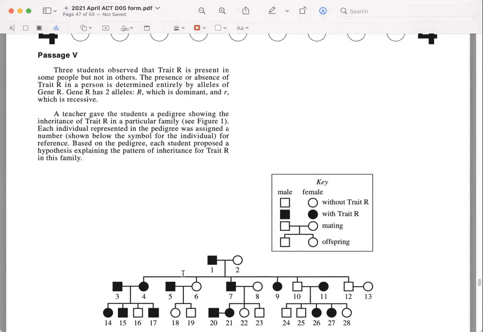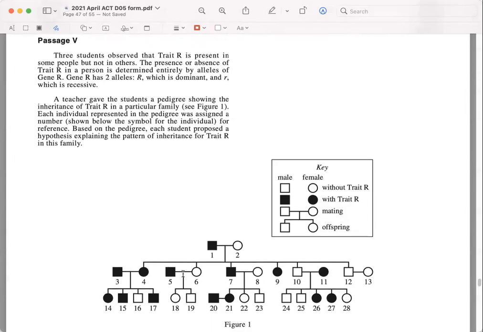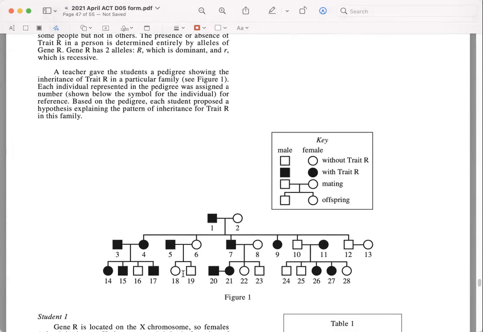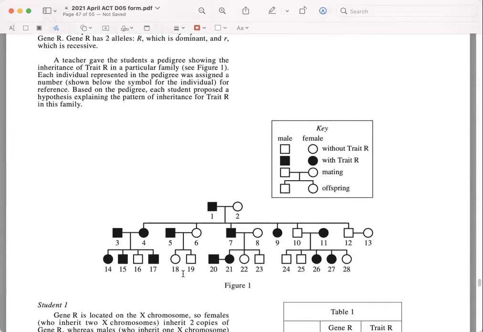Okay, passage 5. 3 students observed that trait R is present in some people, but not in others. The presence or absence of trait R in a person is determined entirely by alleles of gene R. Gene R has 2 alleles, capital R, which is dominant, and small r, which is recessive. A teacher gave the students a pedigree showing the inheritance of trait R in a particular family. Figure 1. Each individual represented in the pedigree was assigned a number shown below the symbol for the individual. Okay, so male and female, right? Okay, like that.